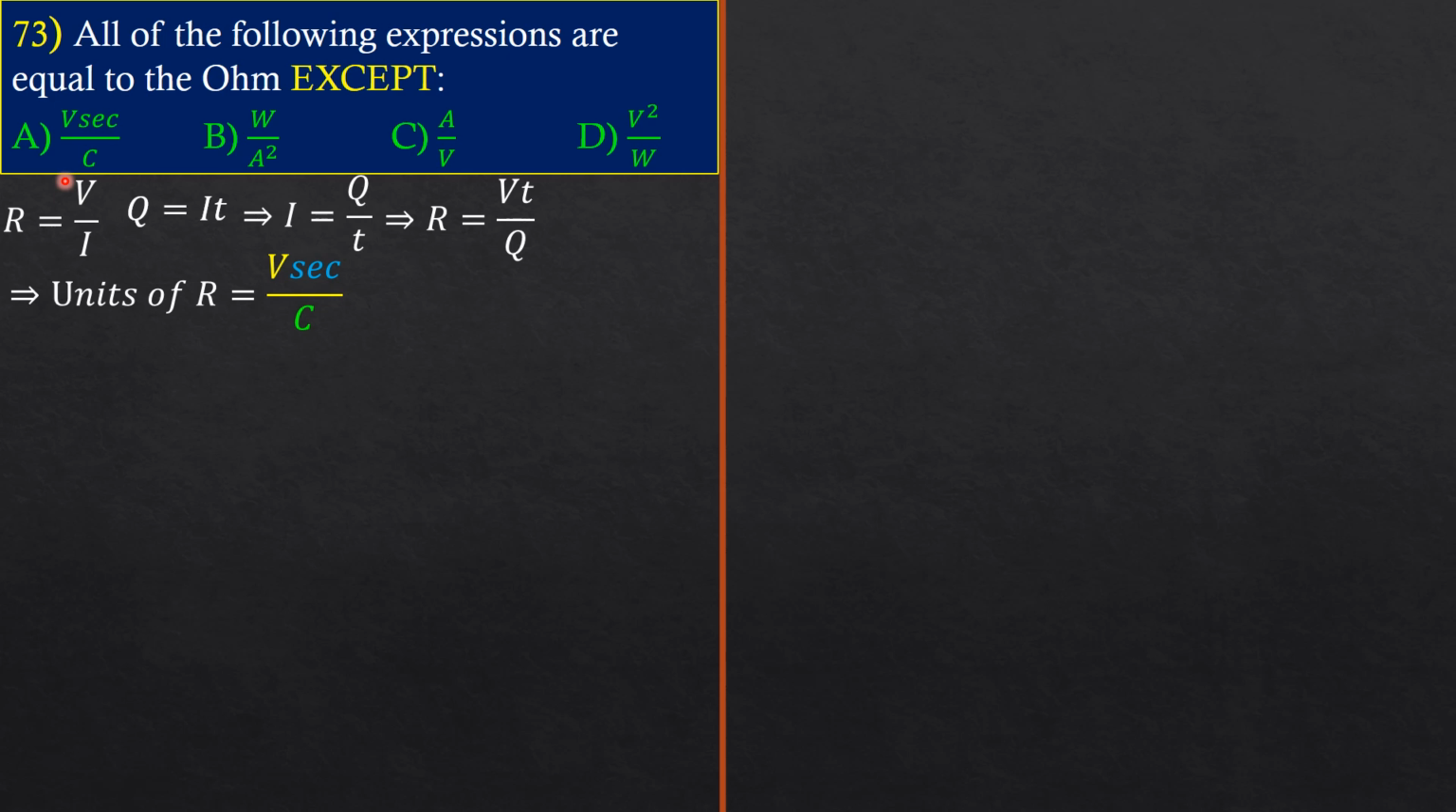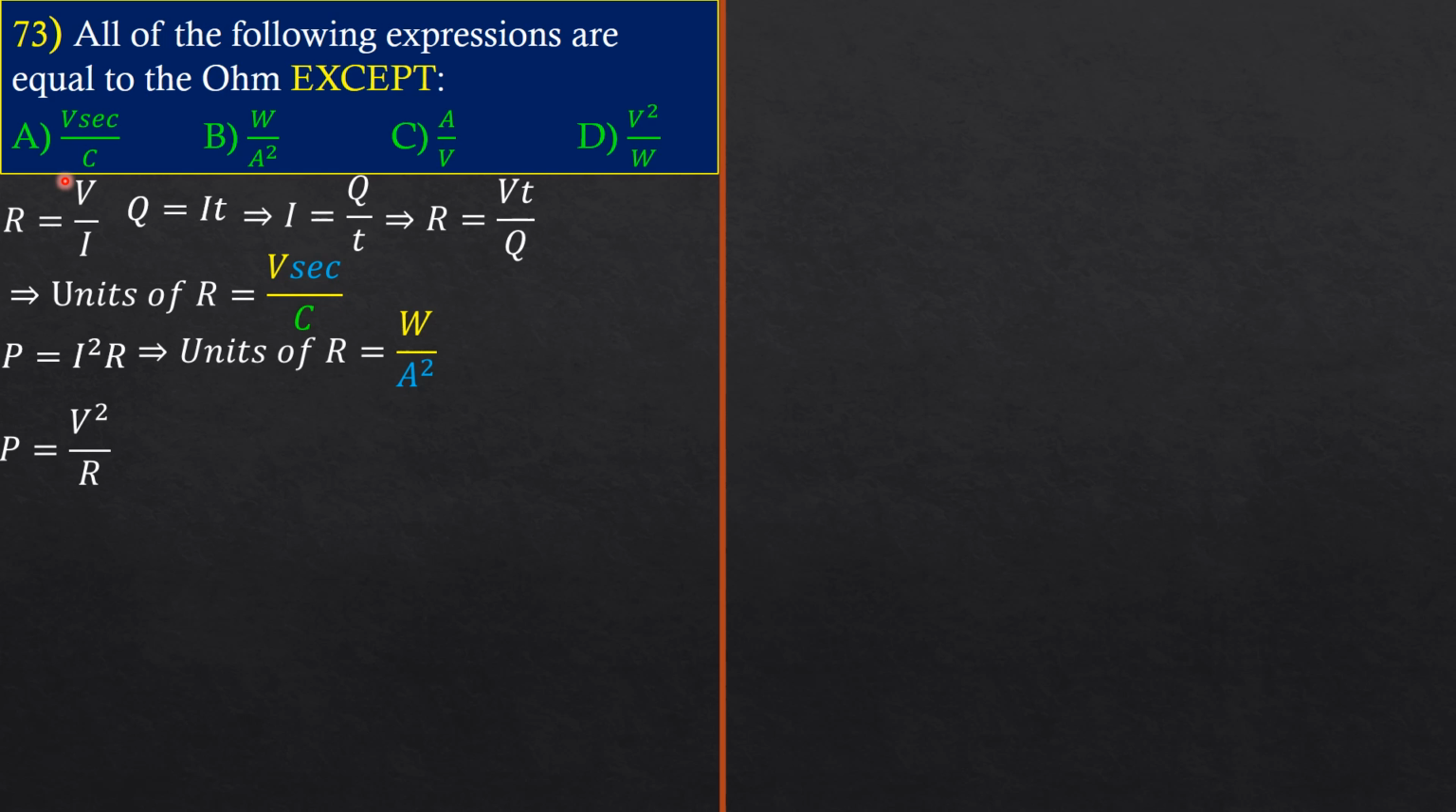Let's look at option B, friends. We simply have to recall that our power P is given as I squared R. If we make R the subject and stick by its units, we have R as P over I squared. The unit of P is the watt, I squared is in amperes squared, so we have R as W over A squared. So option B is good. Then, friends, let's keep going. We also know that our P, that's the power, can be given as the square of the voltage over the resistance.